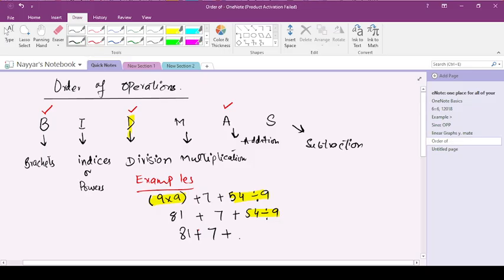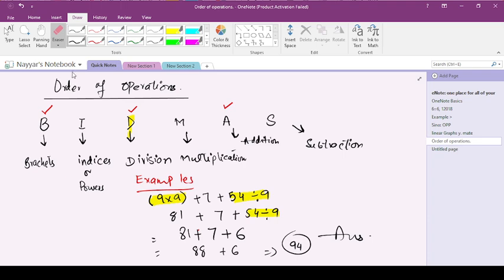As I told you, if you're just having plus or minus, you will solve from left to right. So 81 plus 7 is 88, plus 6 is 94. So this is our answer. Okay. Let's do one more question to make your understanding clear.